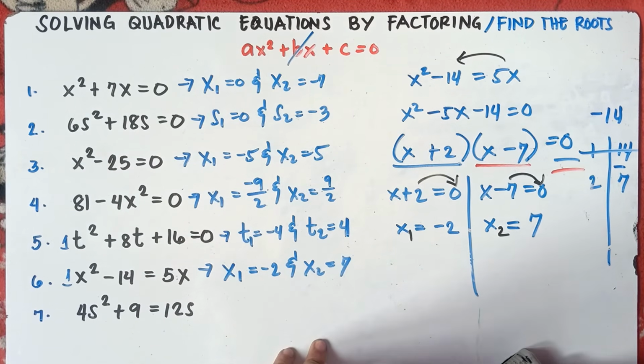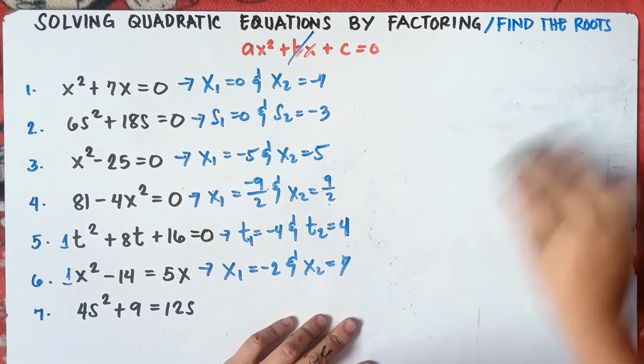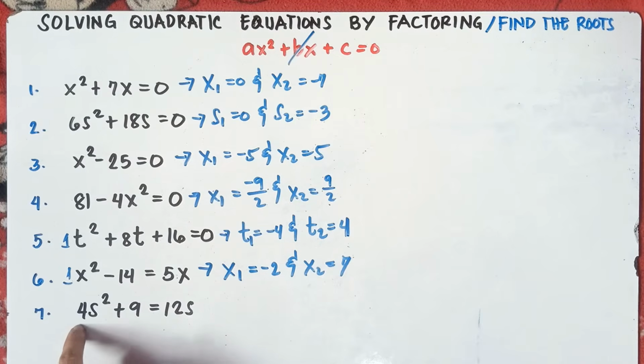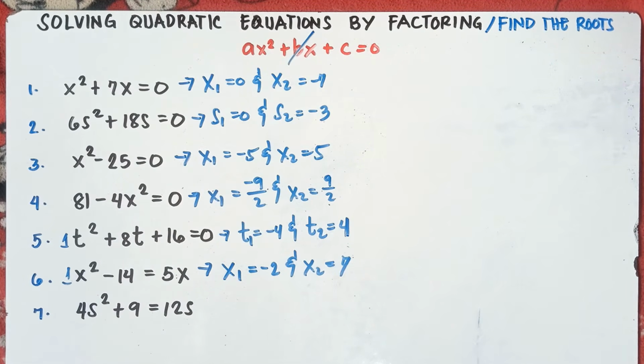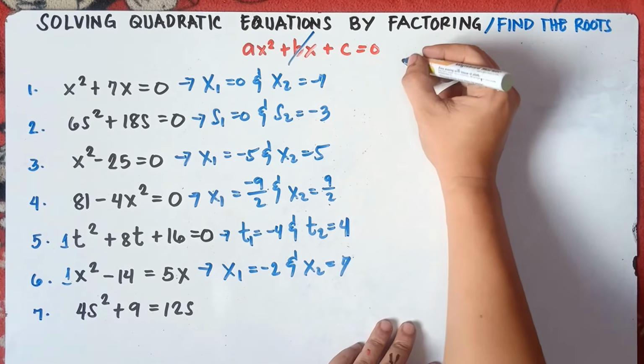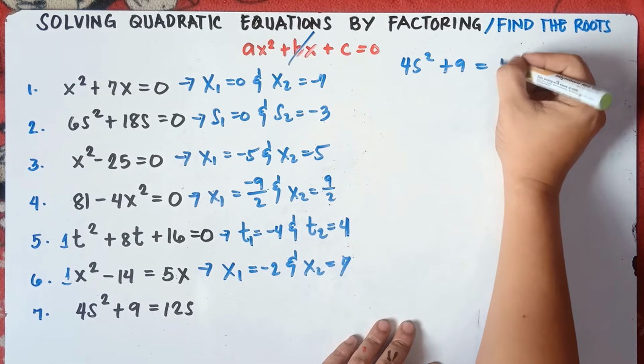So let's try the last one, class. Number 7. For number 7, it will be quite tricky since the number before the quadratic term is 4. So there's another solution for this one, class. Let's write this: 4s squared plus 9 equals 12s.